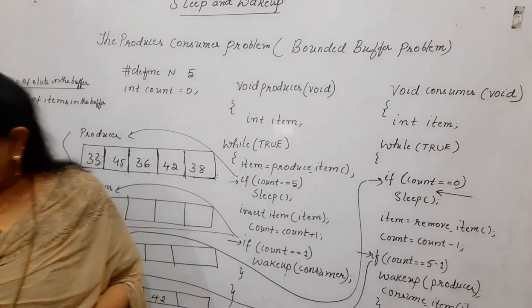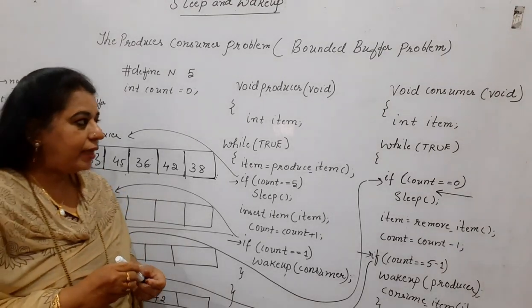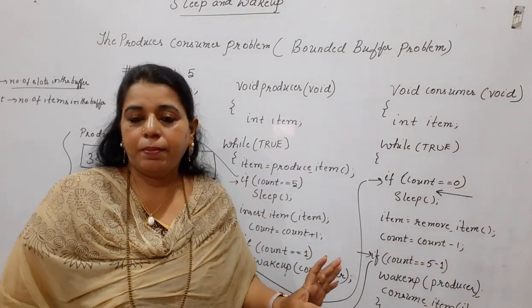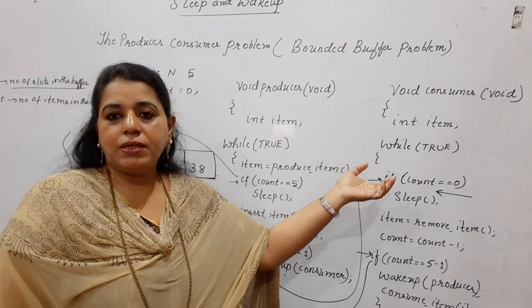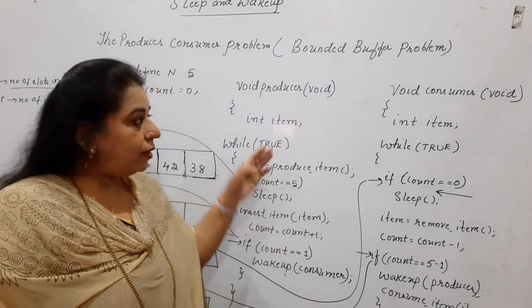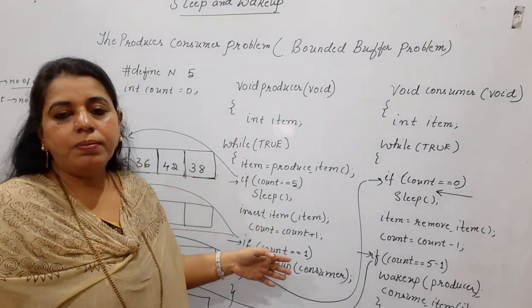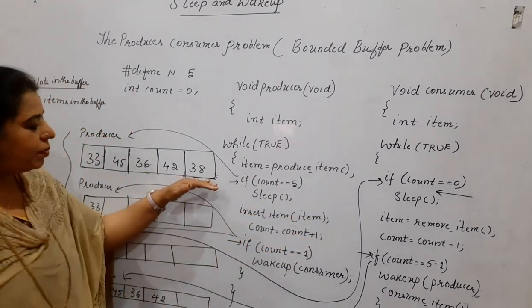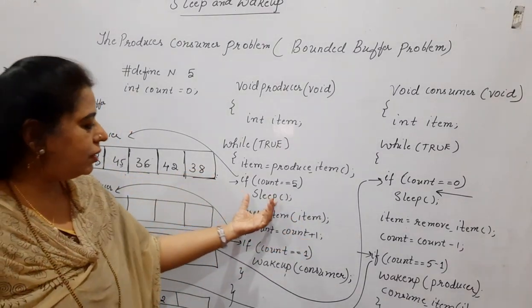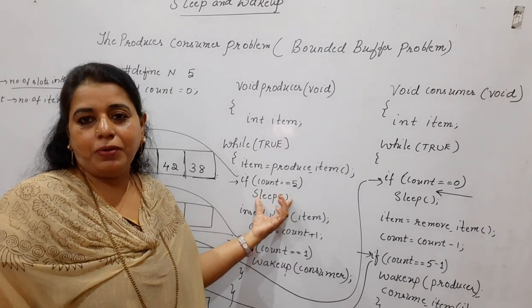See, look at this situation. It has sent a wake up signal to the consumer, but that signal got lost because the process was not at all there with the CPU, it was preempted. Then the consumer continues its job. It will keep on entering all the items. Once the buffer becomes full, it will enter into the sleep mode.